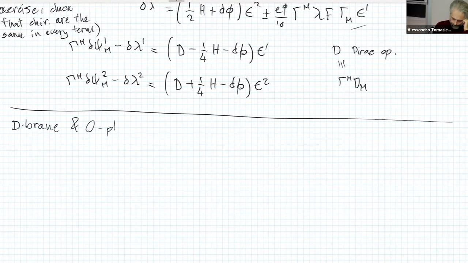The solutions I want to present represent the back reaction of a D-brane or of an O-plane in flat space. There was a pre-existing flat vacuum, and you put some brane on it, and you compute the back reaction. What's the metric, the result?